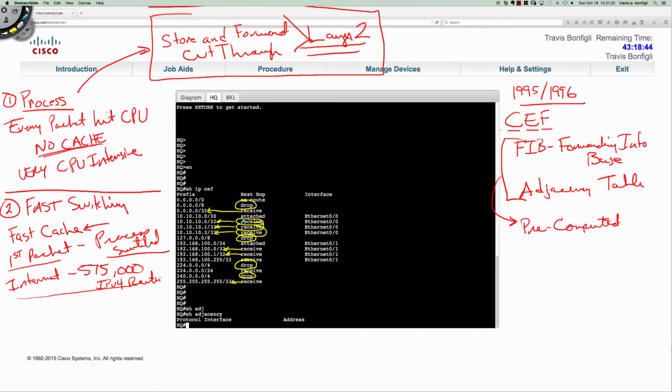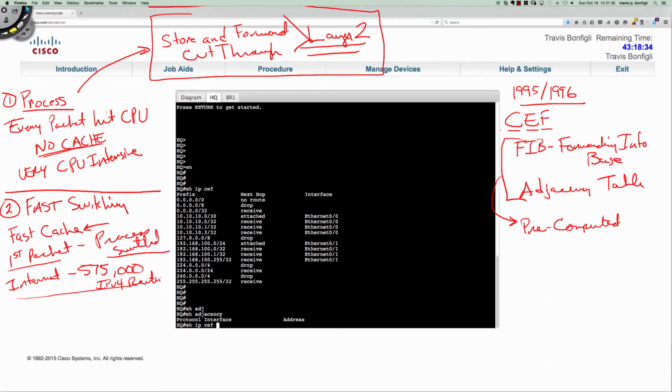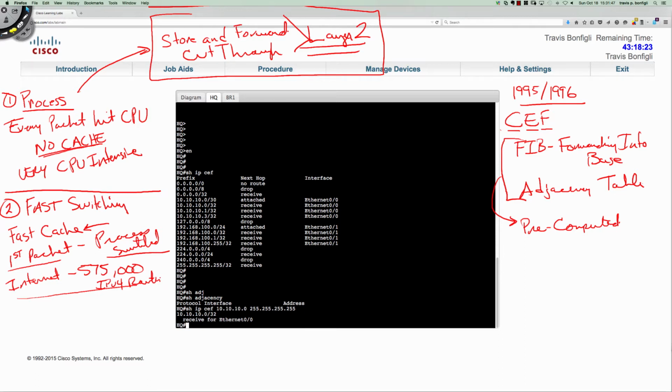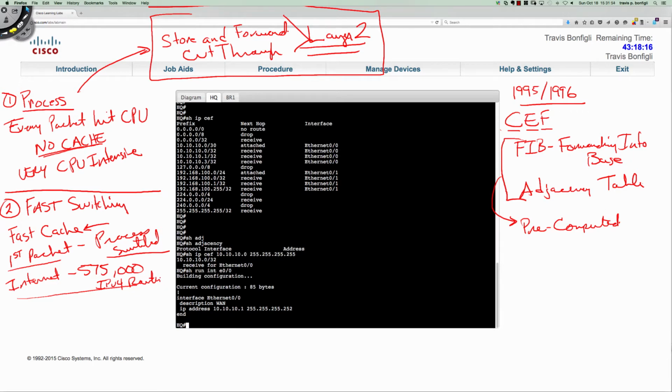So let's take a look, and actually let me drop back just these handful of entries here. If I say show ip cef, let's take a look at one of the receive entries. 10.10.10.1, and it shows a /32, so 255.255.255.255, and it says receive for Ethernet 0/0. So if I say show run interface Ethernet 0/0, you can clearly see right here that the IP address is set to 10.10.10.1, which is in the subnet 10.10.10.0/30, which is the attached. And that's what attached means: it's directly attached to an interface on this router.